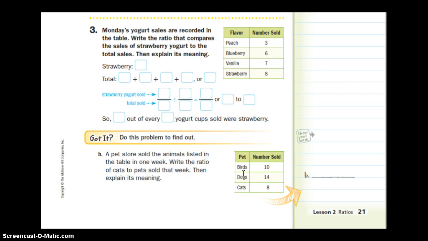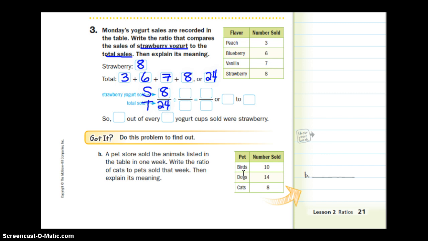In example number 3, we're talking about yogurt sales. We're going to write a ratio that compares the sales of strawberry yogurt to the total sales. So we know, looking at our table, that there are 8 strawberry yogurts sold, and we have to total it again. So we have 3 plus 6 plus 7 plus 8, which is 24. So, again, strawberry to total, and I just use one letter. They wrote it out. Strawberry to total, we know there are 8 to 24.